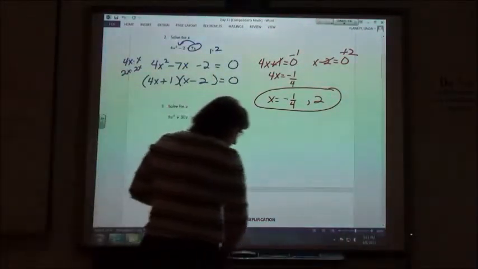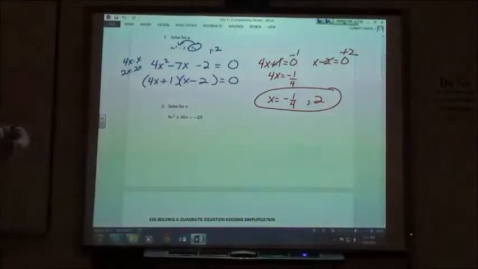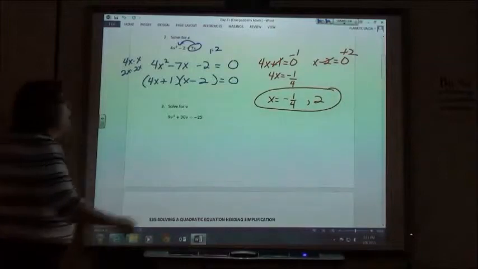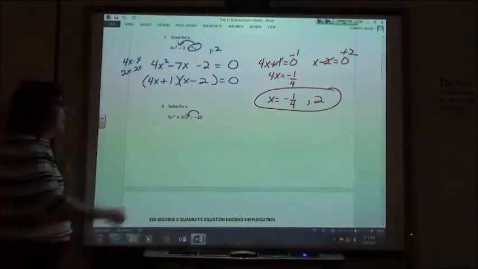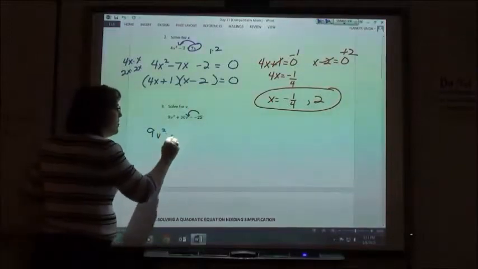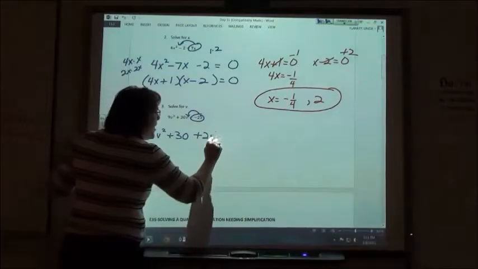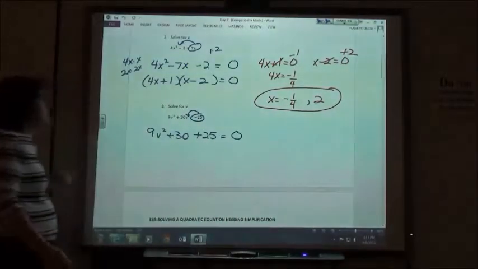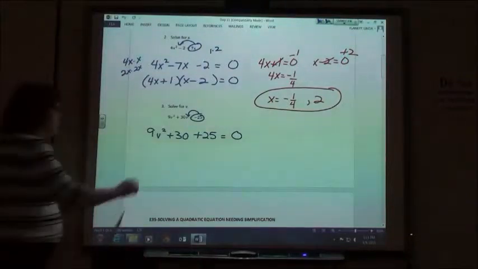And the third one. Again, I've got the quadratic expression, but it's not equal to 0. I want to move this to the other side since it's the constant term I wanted on the end. So 9v squared plus 30v. Since this was a negative, it's going to be a positive when I move it to the other side. I now have to solve by factoring.